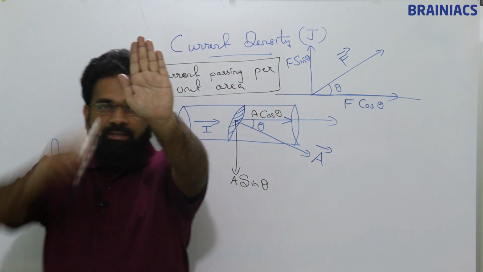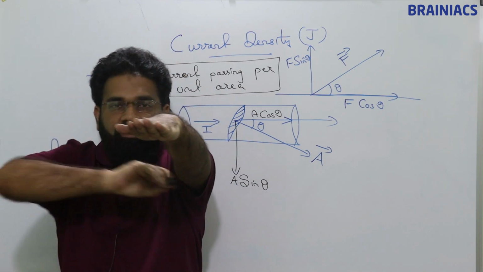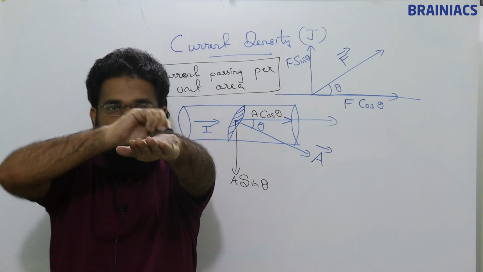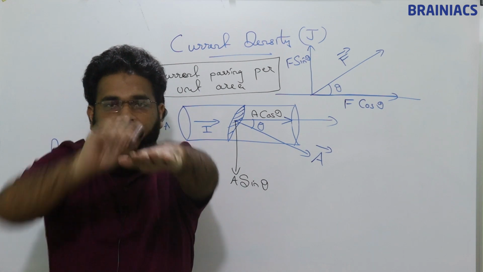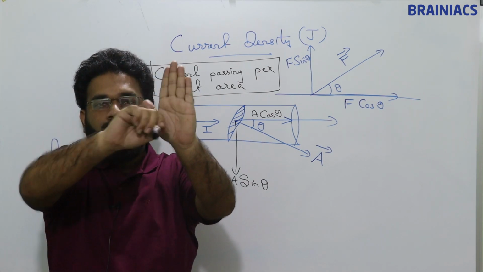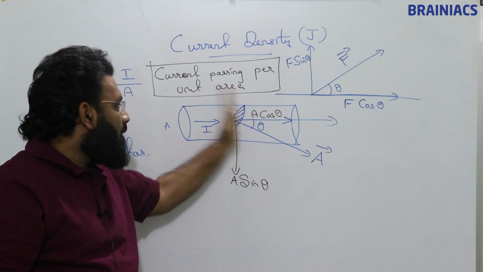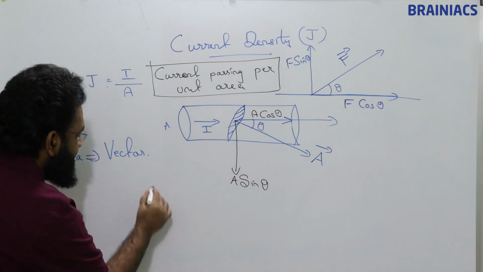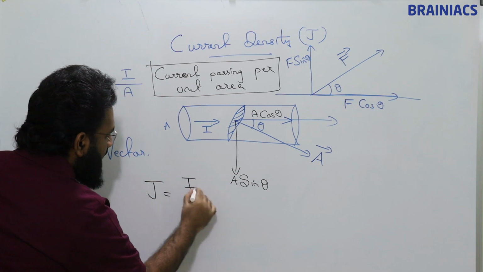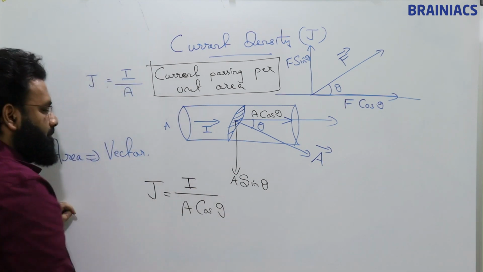When I keep it like this, all the current will be passing like this. When I keep it like this, see, current is passing, current is not passing through this area, current is passing like this. When I take this area, current is passing like this. Hope you understood. So I am going to select here A cos theta. So current density J in this situation is I by A cos theta.